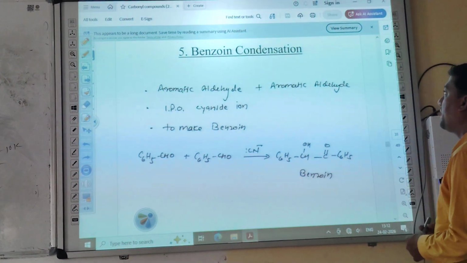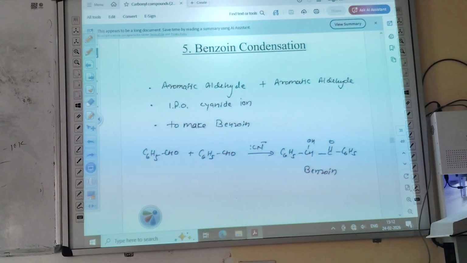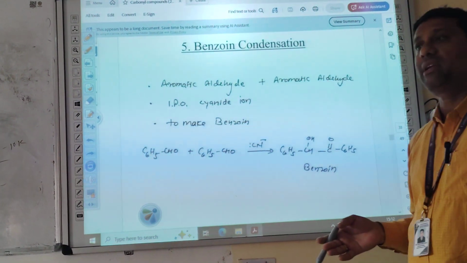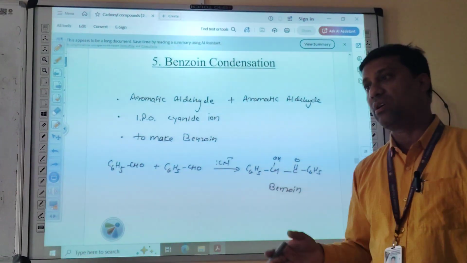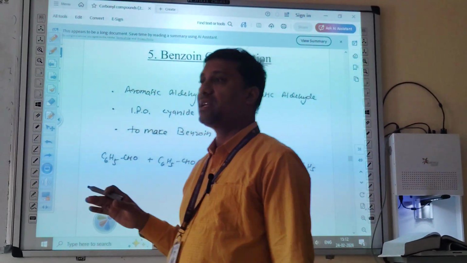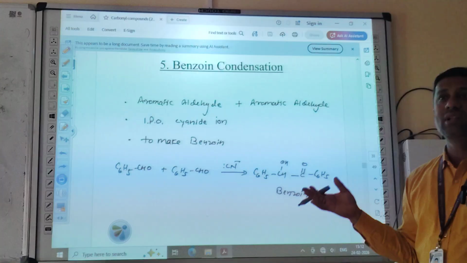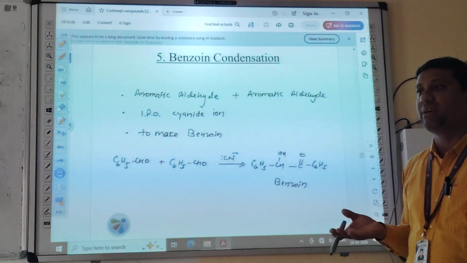Then number 5, that is known as benzoin condensation. Another naming reaction. All the naming reactions are important from your examination point of view. This is out of 4 units. This is the important unit. All the naming reactions come in your final or semester examination. And all these naming reactions are of similar types. It is very easy to remember.